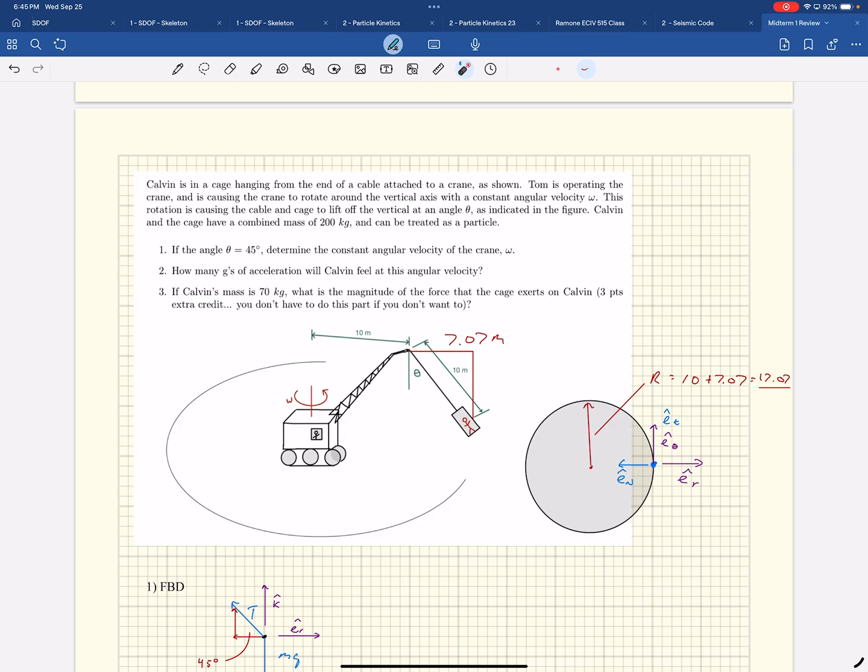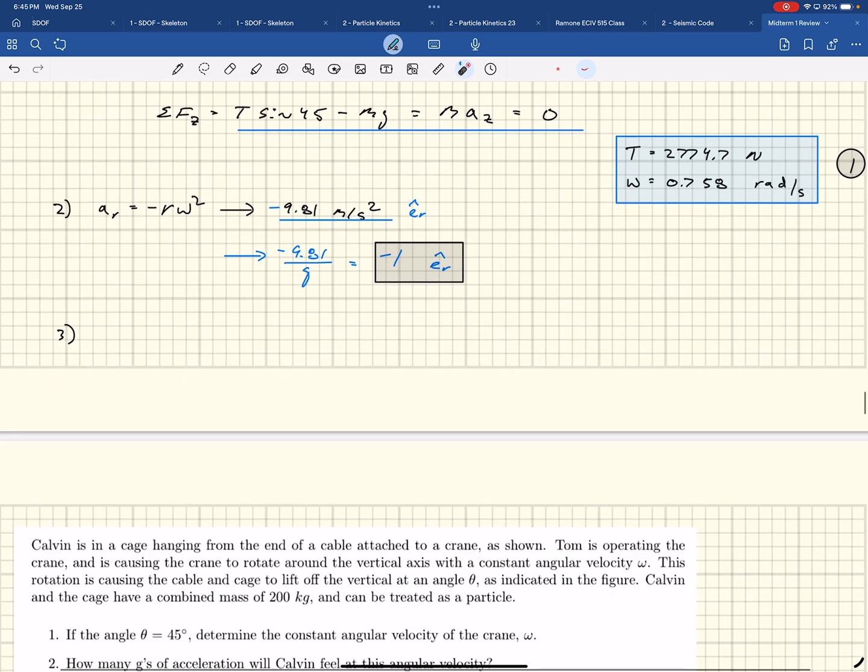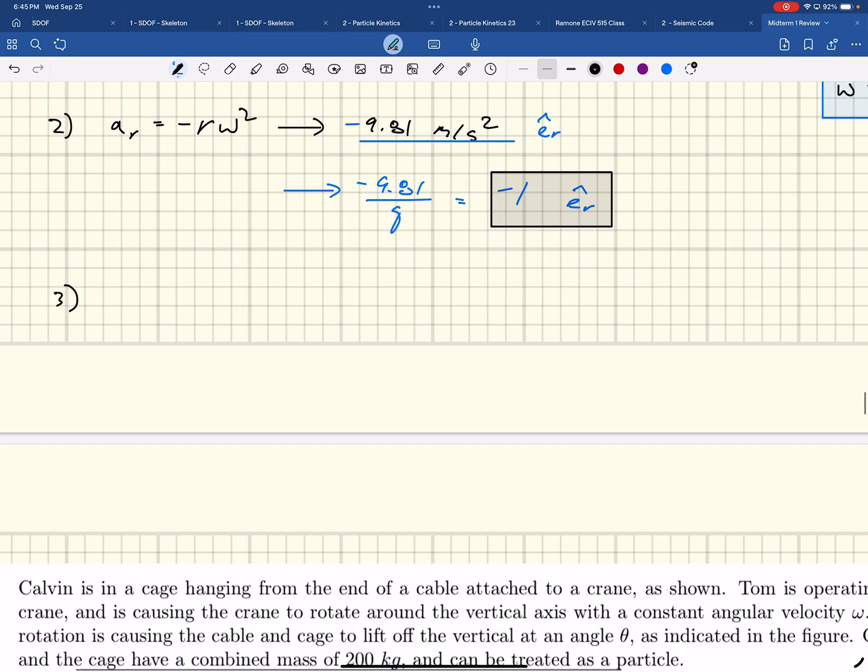So in this case, again, you could do a little free body diagram to see what forces are acting on Calvin. That's what I did. Here's the bottom of the cage, and here's Calvin standing right there. What forces are acting on Calvin? Well, I have mass times gravity, that's always going to be there. And then I'm going to have a normal force acting up on Calvin.